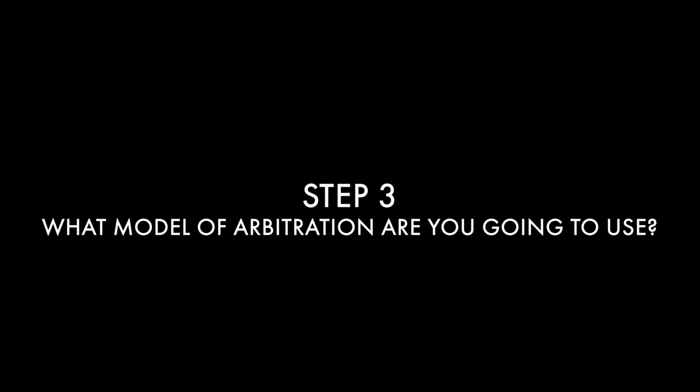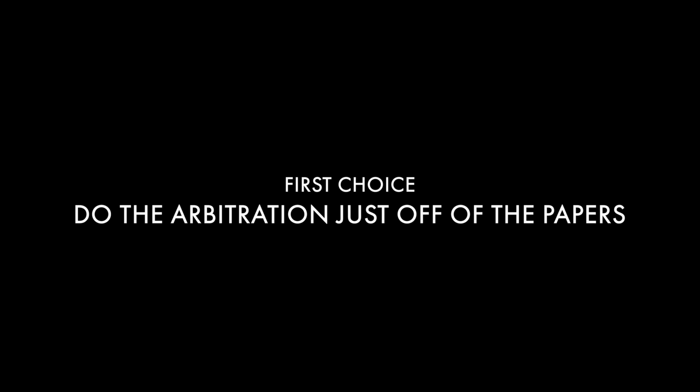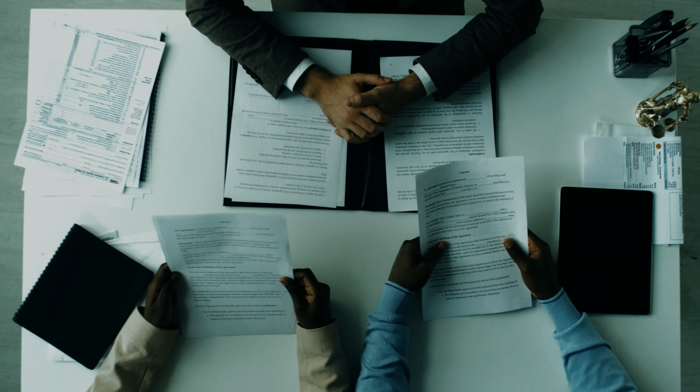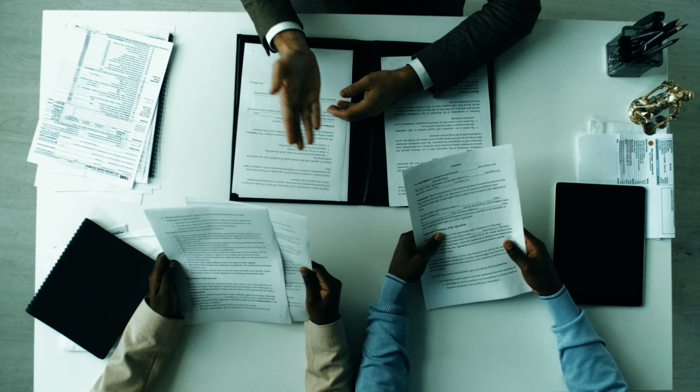Third step you've got to consider in getting a family law property arbitration underway is what model of arbitration you're going to use. And there's 4 choices here. The first choice is to do an arbitration just off the papers. The parties agree what's the material the arbitrator is going to be reading, affidavits, evidence, written submissions. The arbitrator reads all that material. There's no hearing as such, and they then issue their arbitral award based upon that written material.